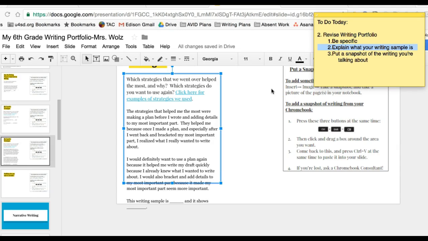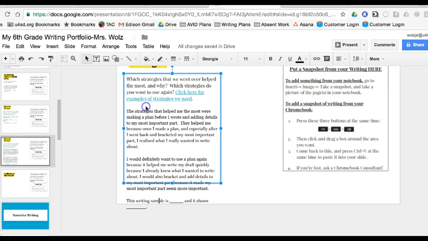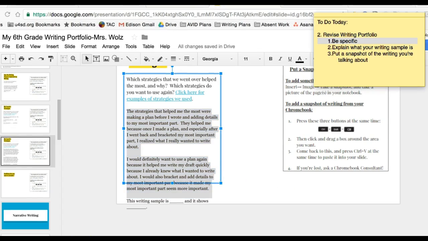But before I go on, go ahead and think in your head. Do you need to go back to your writing and add more details and be more specific? Did you have something similar to what I had originally? And if you do need to go back, which most of you do, make a mental note. That's what you're going to do today. The second thing that I want you to make sure that you've done is explain what your writing sample is.